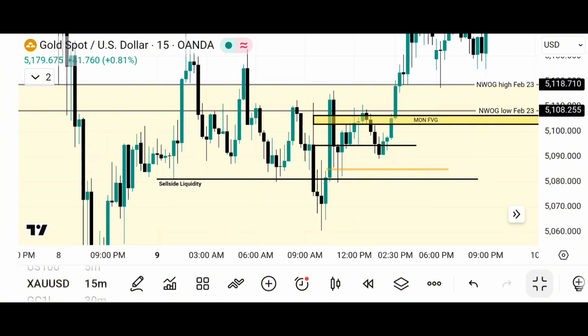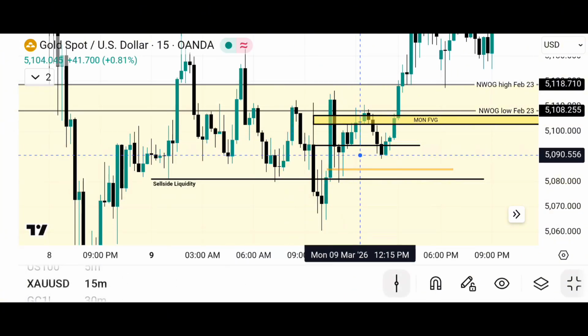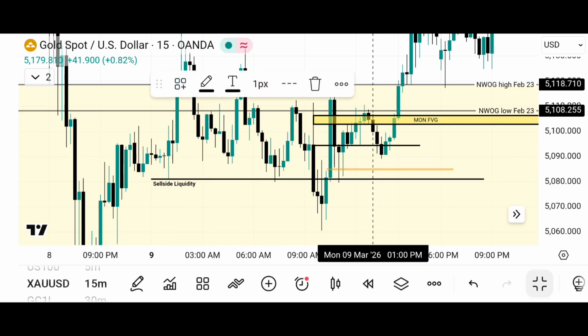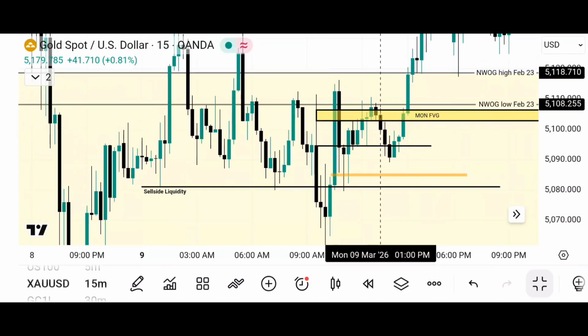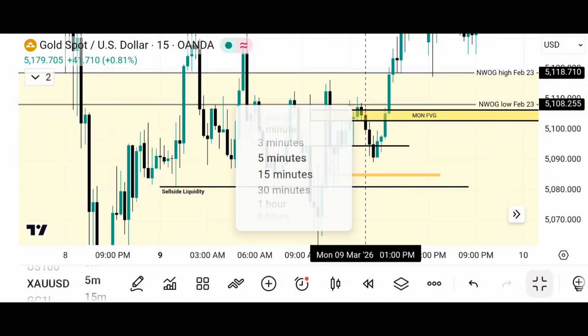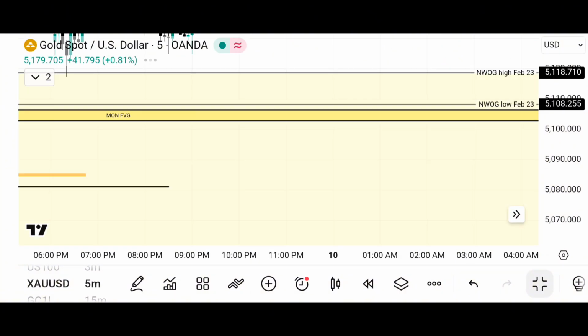So I'll drop to the 5-minute time frame, but before that, let me demarcate the New York PM session. New York PM session starts at 1 p.m., by the way. So dropping down into the 5-minute time frame, this is how this looks.